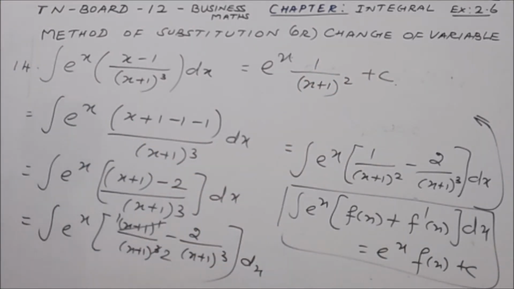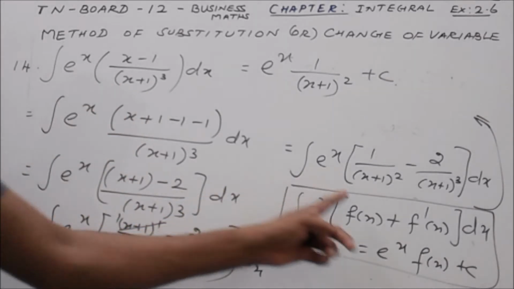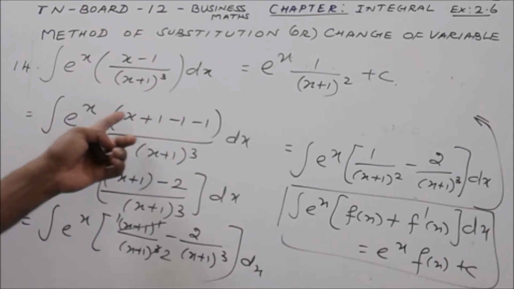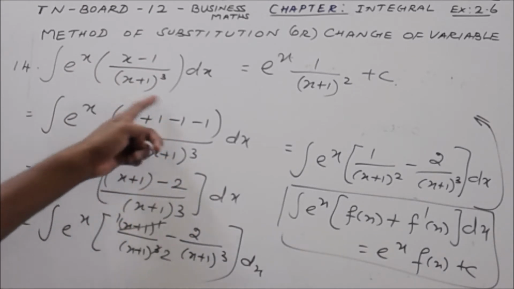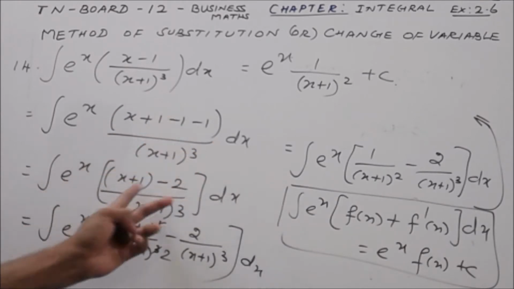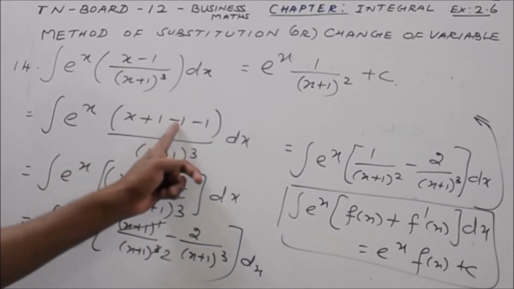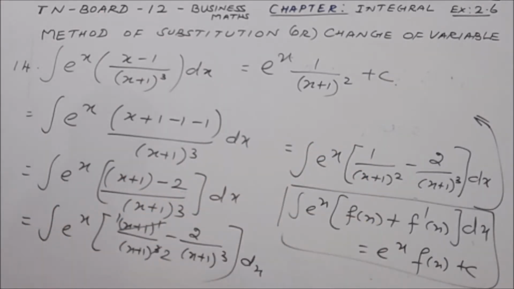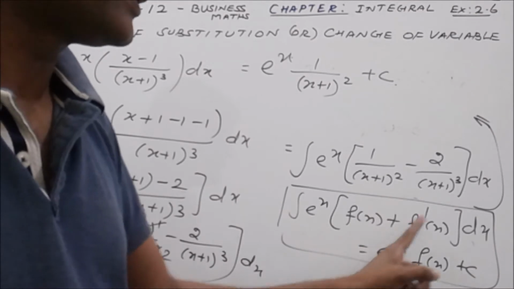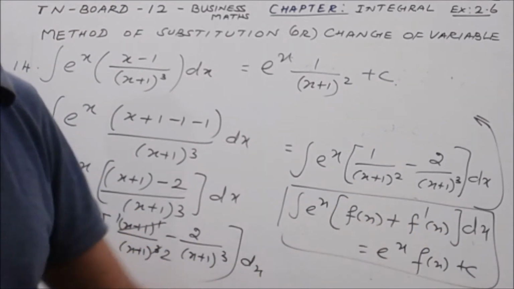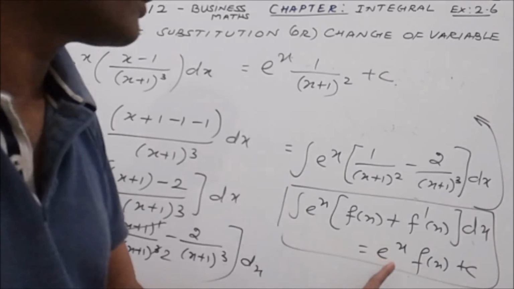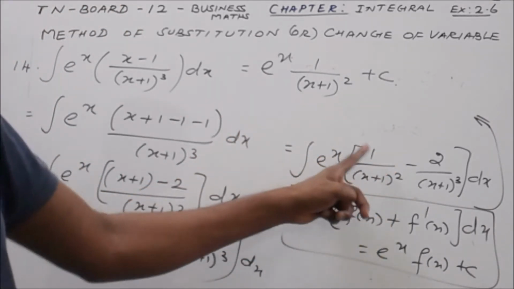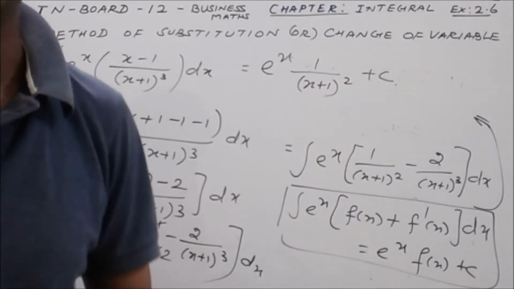That's all. Very simple. In order to split into f of x and f dash of x, to make the x plus 1 term in the numerator, I just add and subtract 1, then combine x plus 1 and minus 2 as different terms, and then separate the denominator. It will be in the form of e power x into f of x plus f dash of x dx. So we can go with the formula e power x into f of x plus c to finish the problem. So it will be equal to e power x into f of x. f of x means 1 by x plus 1 whole square, plus c.